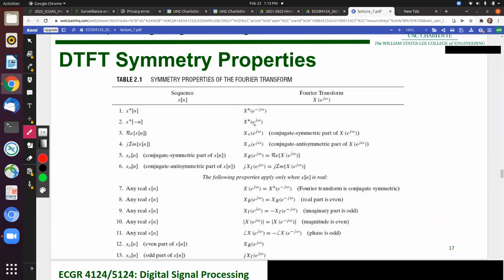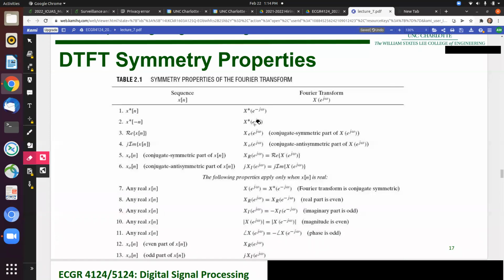Okay, symmetry properties. So lots of symmetry properties for the DTFT. All of these symmetry properties have their analog with the continuous Fourier transform. If you were to look at the continuous Fourier transform symmetry properties, they'd look very much the same, except there wouldn't be n's. There would be parentheses around a t instead of brackets around an n. And instead of e^{-jω}, you'd have jω. So all of these symmetry properties are in fact very similar to the symmetry properties of the continuous Fourier transform.